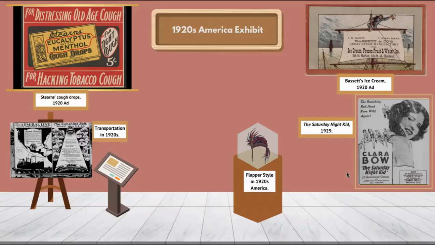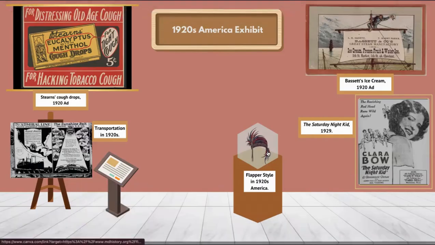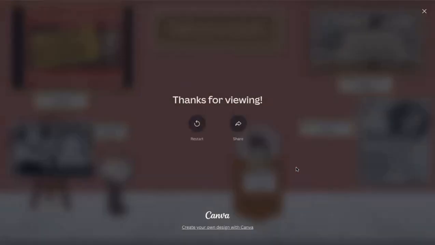This museum exhibit features more of the ads, so that's in connection to the Edpuzzle that we looked at in the lecture there. But there's also talk about transportation and the flapper style. Again, flapper style with women is a very big thing. We also got Clara Bow, who is known as one of the most prominent figures of the 1920s.